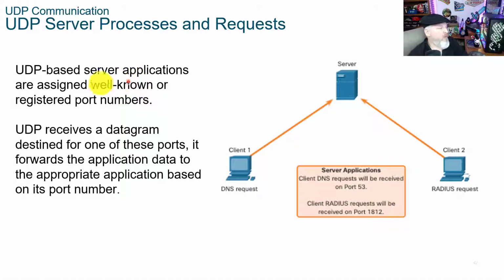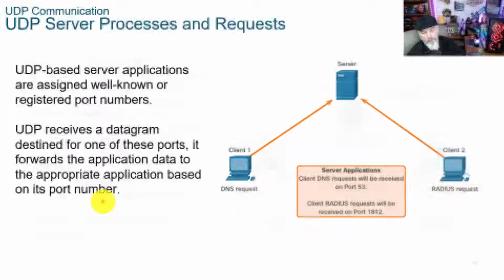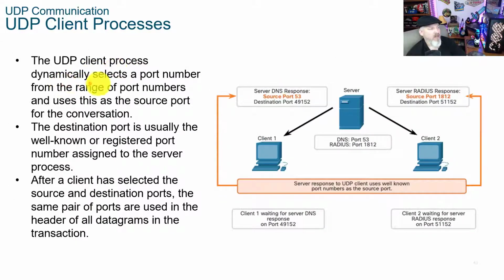UDP server applications are assigned well-known or registered port numbers. When UDP receives a datagram destined for one of those ports, it forwards the application data to the appropriate application based on its port number. The UDP client process dynamically selects a port number from the range of port numbers and uses this as a source port for the conversation. The destination port is usually the well-known or registered port number assigned to the server process. After a client has selected the source and destination ports, the same pair of ports are used in the header of all the datagrams in the transaction. And you can pause your screen if you want to see this visual here.